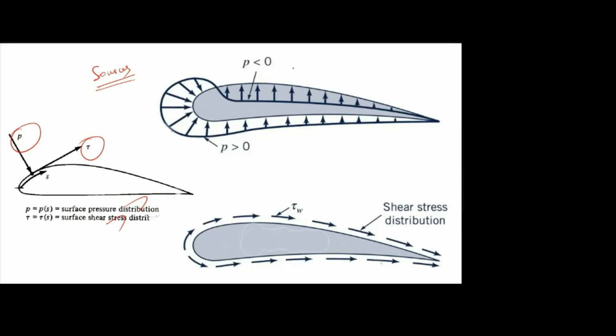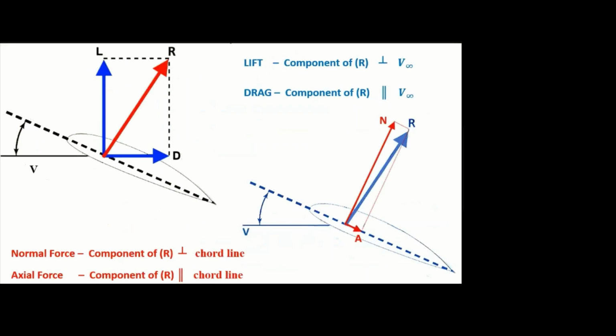You know pressure will act normal to the surface, and shear stress will act tangent to the surface. Depending upon the angle of attack and the profile, you will get different distributions. So these two are the sources, pressure and shear stress. And as I said, there is only one force, that is called the resultant force.